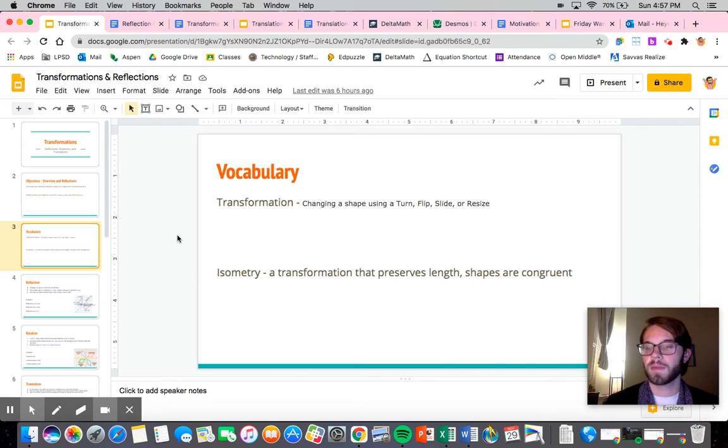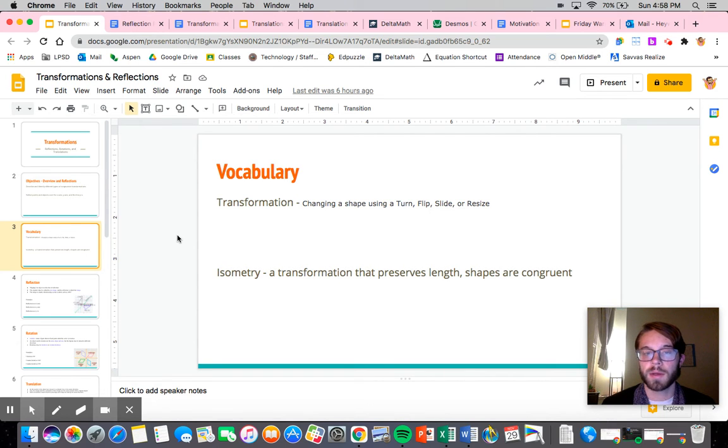All right. So some of our key vocab. A transformation is just changing a shape using a turn, flip, slide, or resize. So those are the reflection, rotation, translation, and dilation that we had just spoken about. But ultimately, all we're doing is taking a shape and either moving it around, flipping it over, or turning it slightly, or in this case, we're going to stop there. We're not going to do the resizing, but you can do that as well.